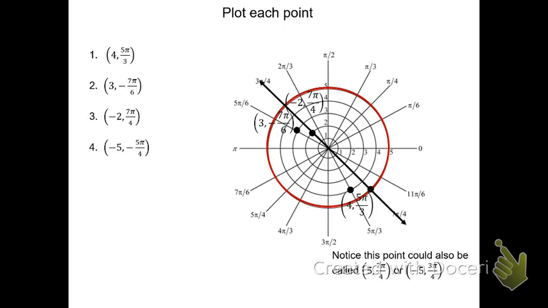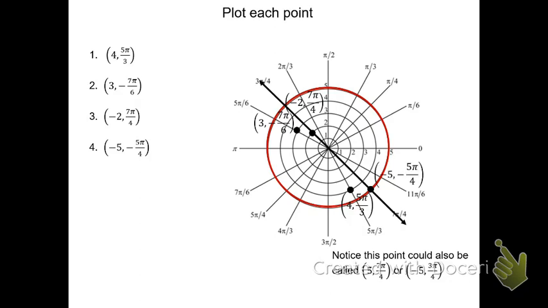Now there are other ways to name this. We could have used all positives and said that this is a positive 5 radius, and the angle positively would be 7 pi over 4. So we could have called it 5, 7 pi over 4. Or we could have used the negative 5 length and then the positive 3 pi over 4 angle. That would have meant we went to 3 pi over 4, but went the opposite direction. So again, multiple ways to do this.